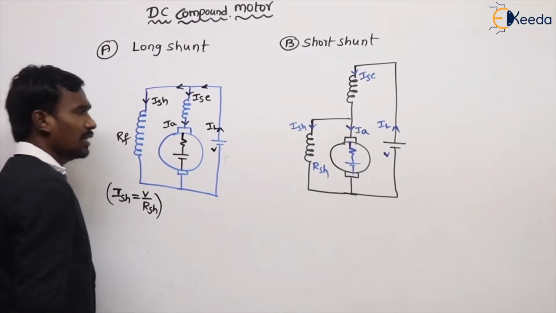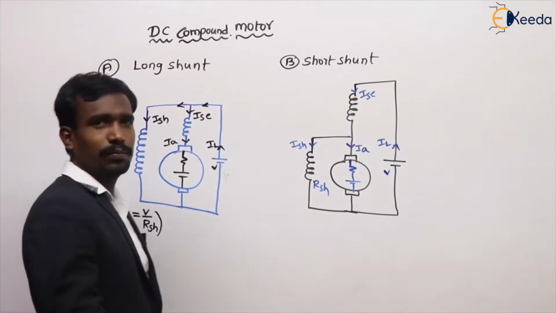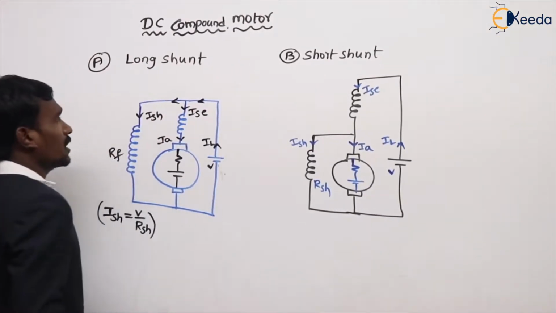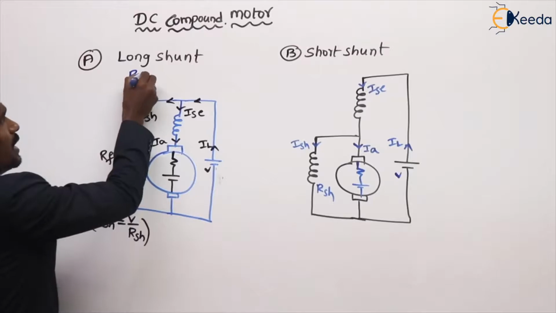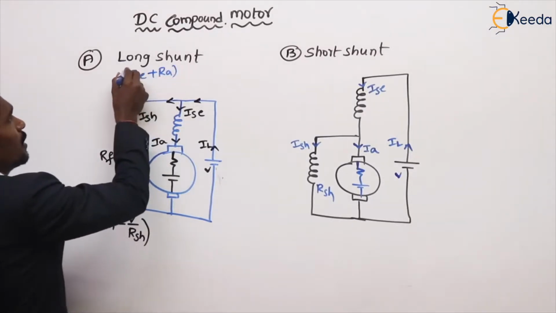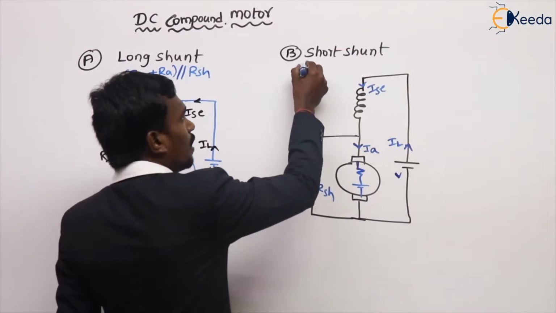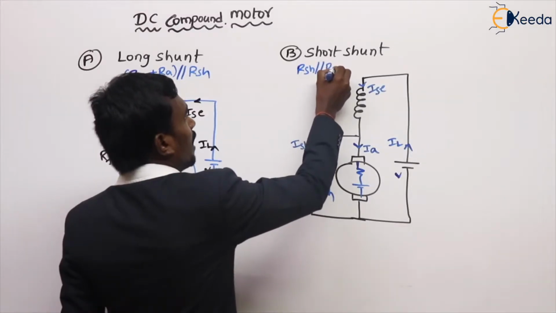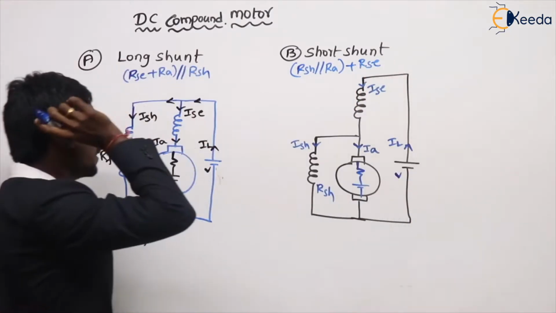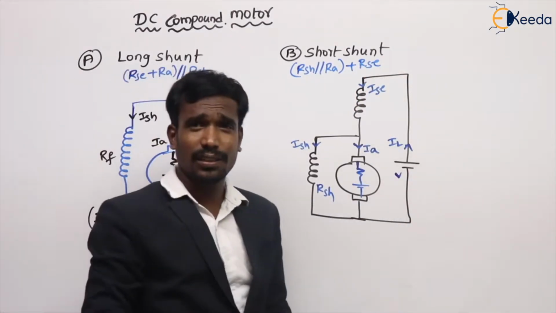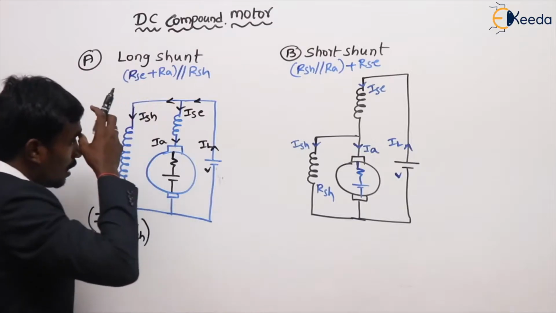This is clear already. For shunt motor, shunt generator, long shunt motor, long shunt generator, it is the same. What is a long shunt motor or generator generally? Very simple. The RSE in series with armature, this combination parallel with shunt. What about here? RSH in parallel with armature, this combination in series with the series field. This is very simple: long shunt and short shunt. Is it clear up to now? Right. Next one.